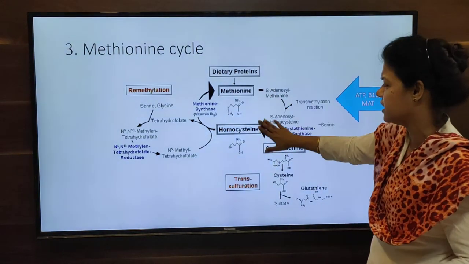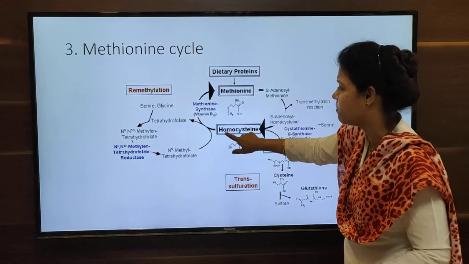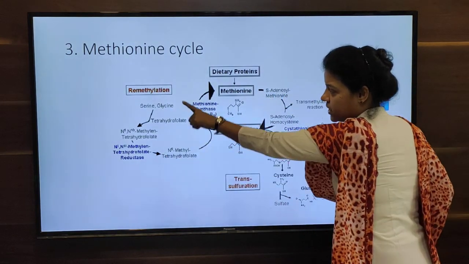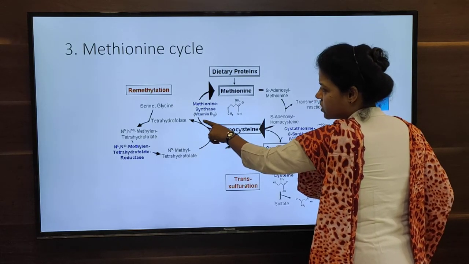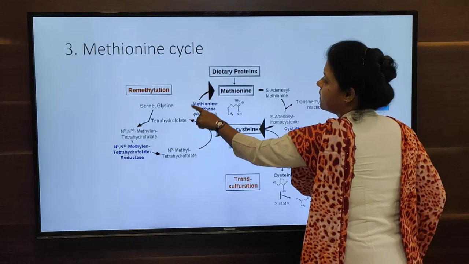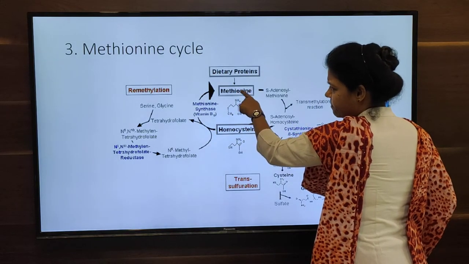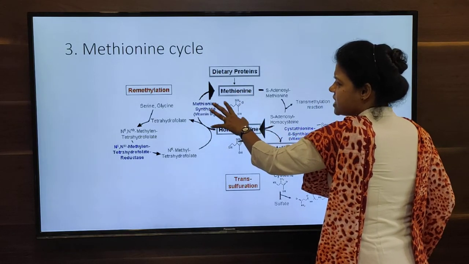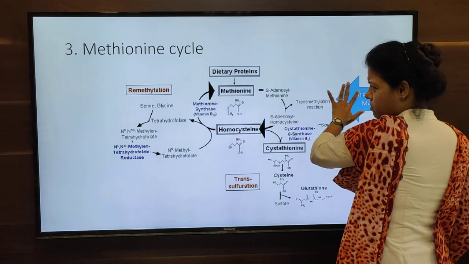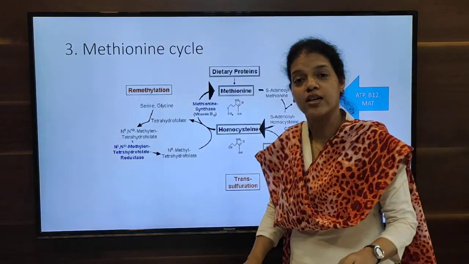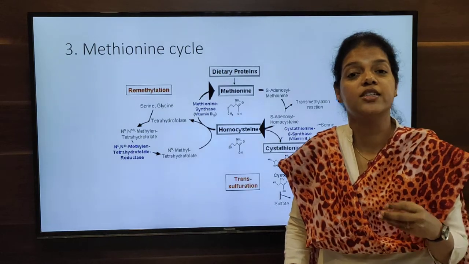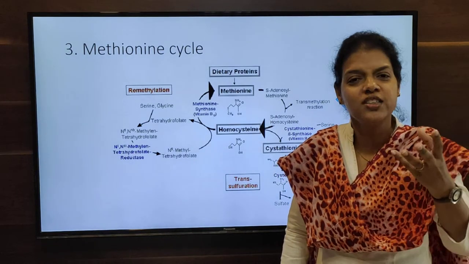So you have methionine, which is formed by the one carbon that is donated from the serine, which helps in conversion of homocysteine along with B12. And we have methionine, which is formed. Now, before going into the details of this, I would like to talk about a term called folate trap. So what is this folate trap?